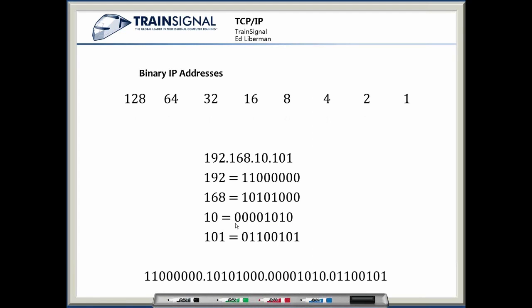So that means that this 192.168.10.101 that we're used to seeing is actually this right here in binary. This big, long set of 32 ones and zeros.